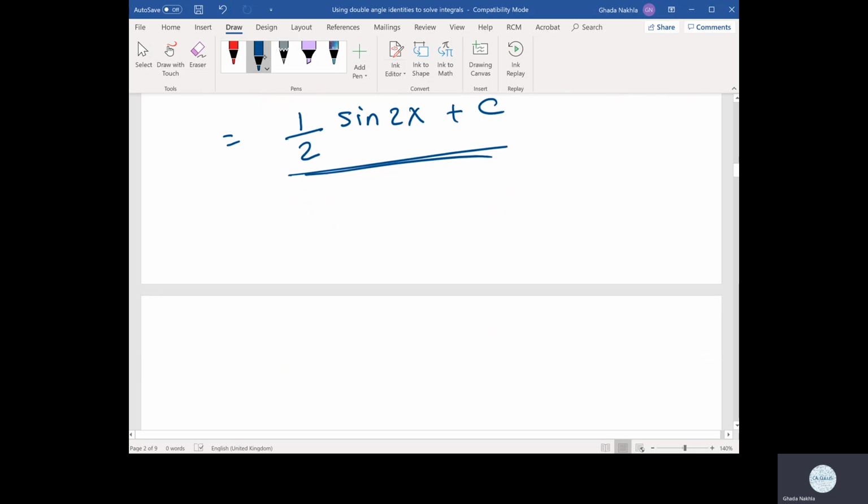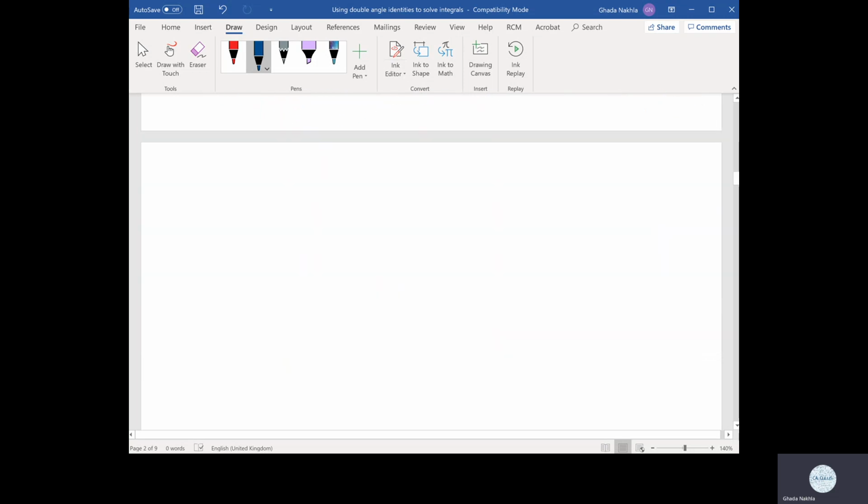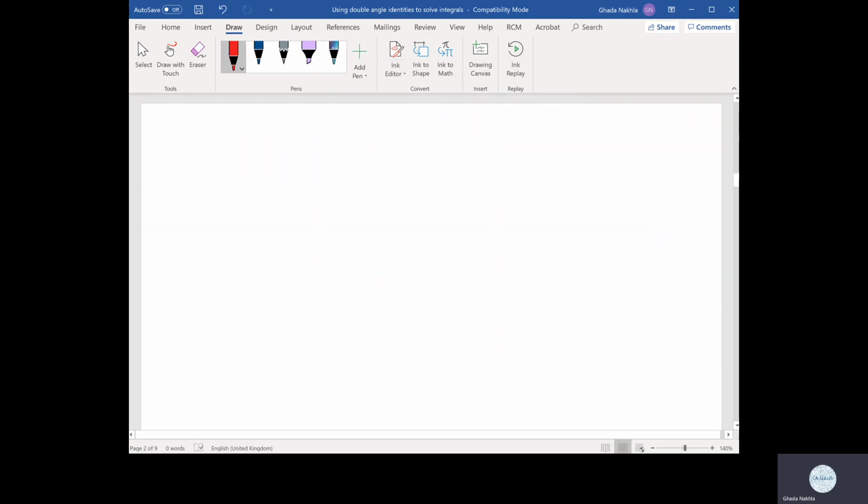Right? Let's take a look at something slightly different. I think we're on question 4. And the next question is we're integrating 4 sine squared x over 2 dx.